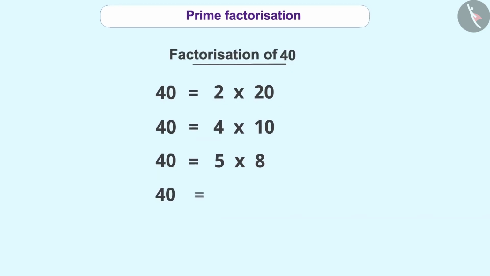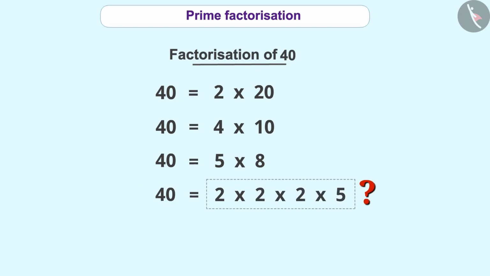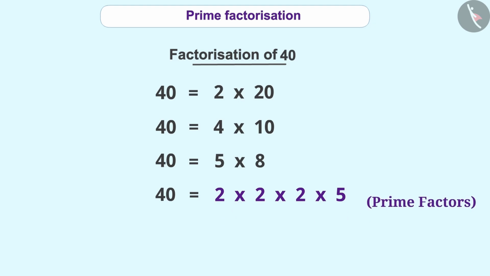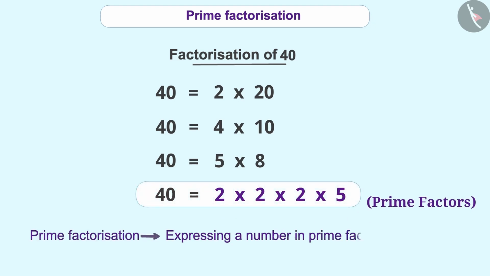40 has another interesting factorization. 2 multiplied by 2 multiplied by 2 multiplied by 5. Can you tell what its speciality is? You got it right. In this factorization, all are prime factors. This way of expressing a number in prime factors is called the prime factorization.